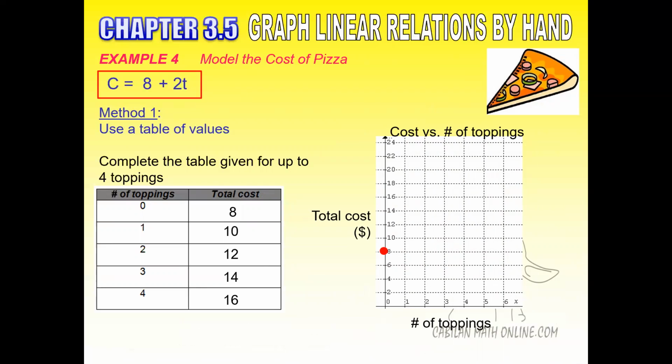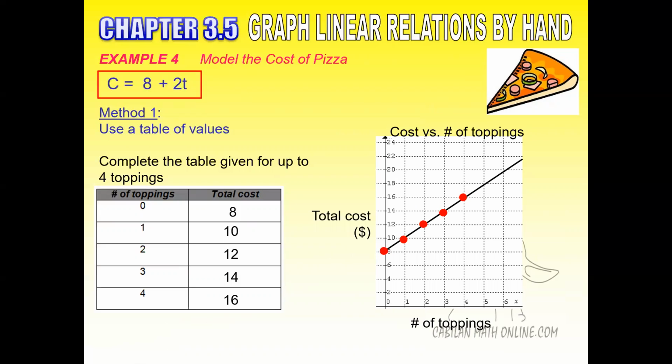So if we have 1 topping with a total cost of 10, we're going to go right 1 and then up to where it says 10. Before I plot the next point, notice that the total cost numbers are going up by 2, so just be careful of that. So for the number of toppings here, we have 2, and then 12. We have 3 and 14, and last but not least, we have 4 and 16. Then connect those 5 points there with a straight line. That's pretty much it.